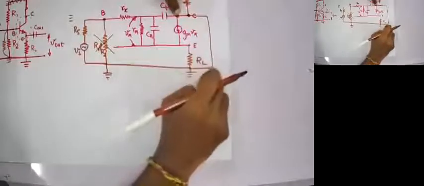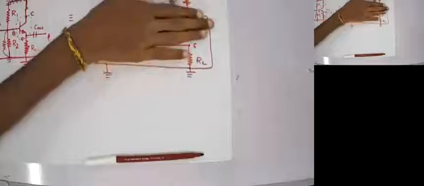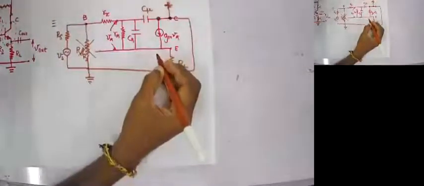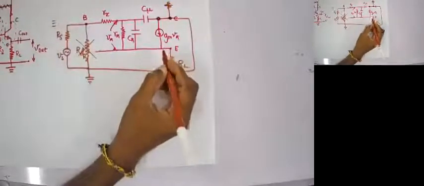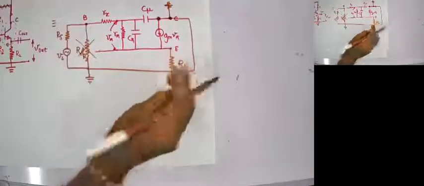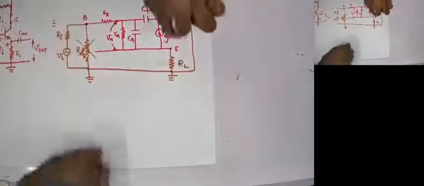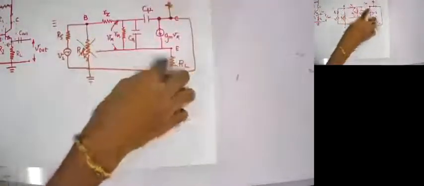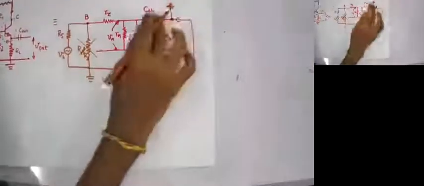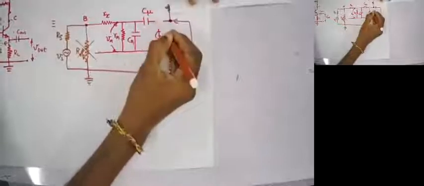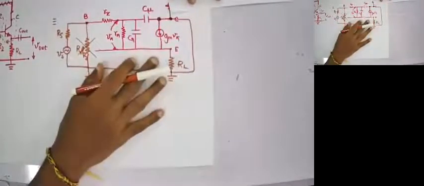If this is ground, ground, ground, I can simply fold this one from here to here. Can you understand? Just imagine that I'm pulling this one here, so this is grounded. This is the zero potential line. Can you see that? Yes.